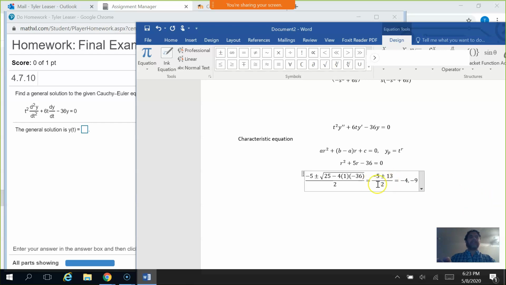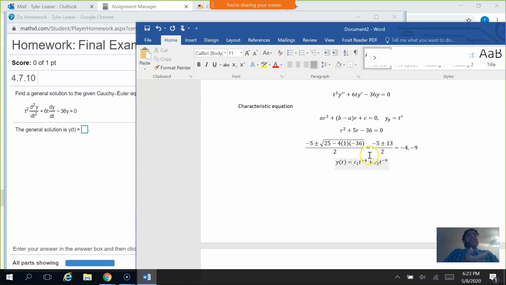Oh, wait. Was this negative? No, right? It wasn't. We're good. No, it's positive. Okay, so we get these two solutions, and then that's pretty much it. That means that my solution for this equidimensional case is going to be a constant and then t to the first r value, plus another constant times t to the second r value. And that's it. So that's what you would type in here.